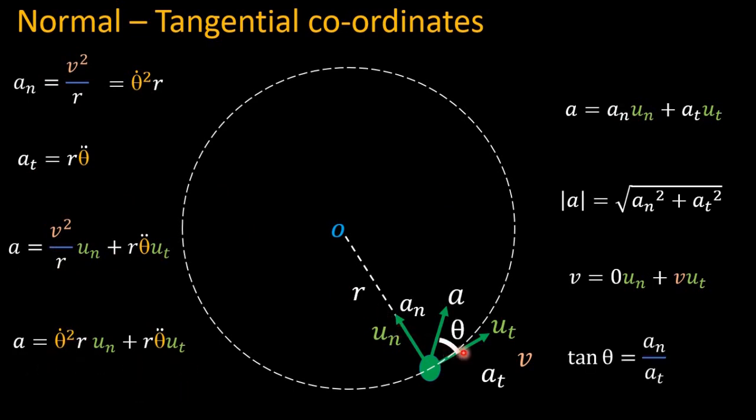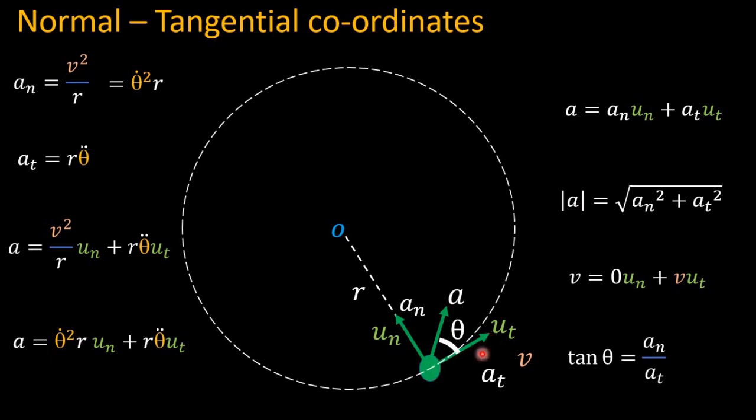And also, if we wanted to find what angle a makes with u sub t, we'd just apply this equation here. So tan theta equals a sub n over a sub t. So that is the normal tangential coordinates. Basically what you need to know is that the normal tangential coordinate system is defined by these two unit vectors here, u sub t and u sub n. So that is the normal direction and the tangential direction.